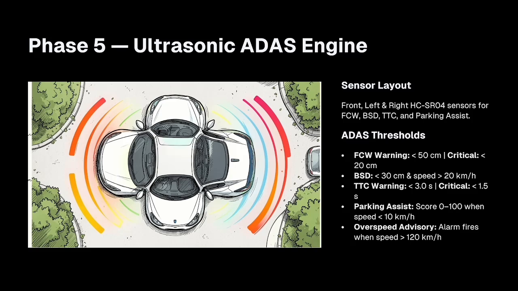The thresholds set up for these ultrasonic sensors are as follows. Forward collision warning activates if the distance from the forward vehicle is less than 50 centimeters, and it becomes critical if it is less than 20 centimeters. Blind spot detection activates if the distance is less than 30 centimeters and the speed is greater than 20 kilometers per hour. The time to collision warning activates if it is less than 3 seconds, and it becomes critical if it is less than 1.5 seconds. It also includes parking assist and overspeed advisory.